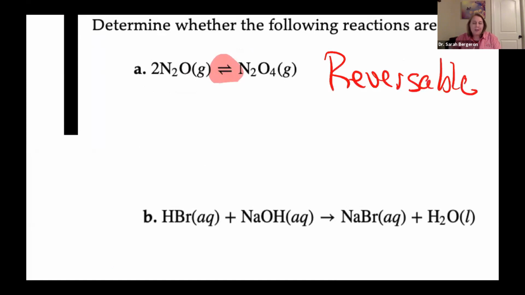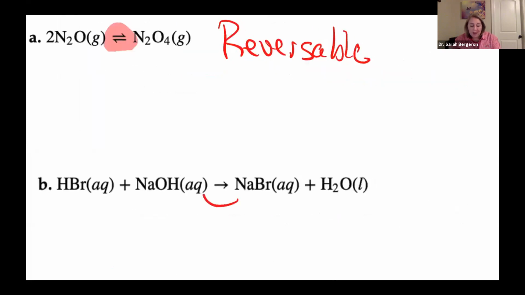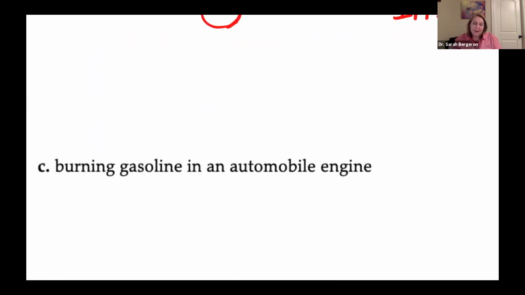And moving on, that's that simple. If you see one that only has a regular old arrow, you're going to say irreversible. Or E, irreversible: burning gasoline in an automobile engine. Has anyone ever driven their car and then had more gas in the gas tank? No. So this one is irreversible.